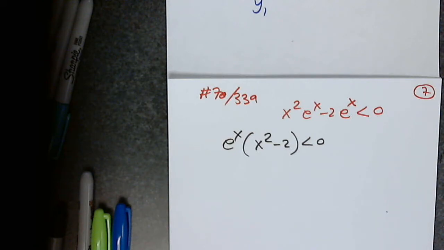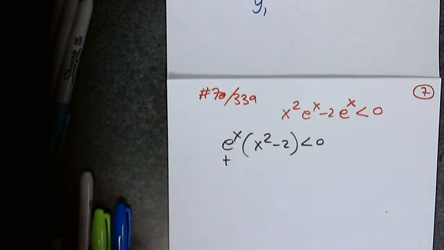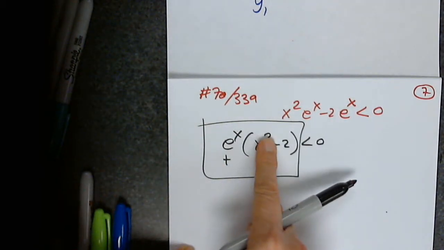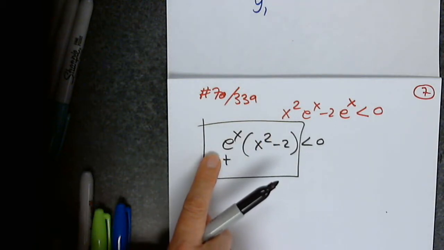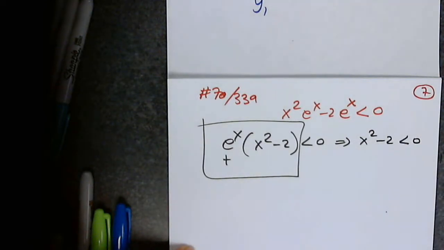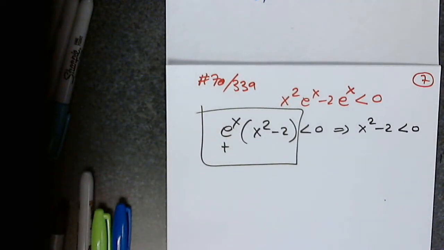So it's a positive number. So this positive number will not affect the result. For this whole thing to be negative, this has to be negative, because this is always positive no matter what I do. So from here I know that x squared minus 2 has to be less than 0. So the whole inequality reduces to solving a quadratic inequality.